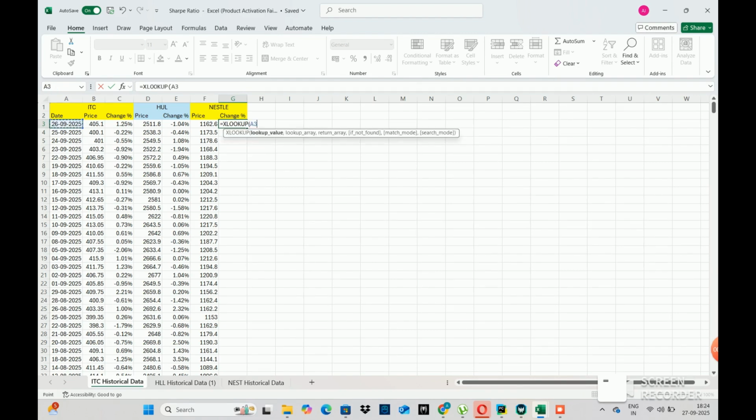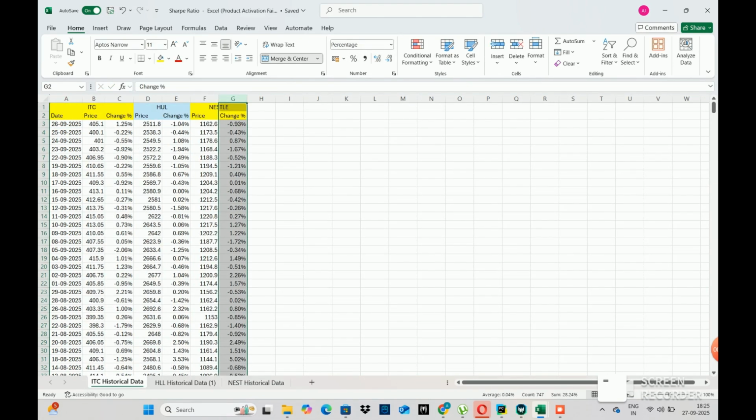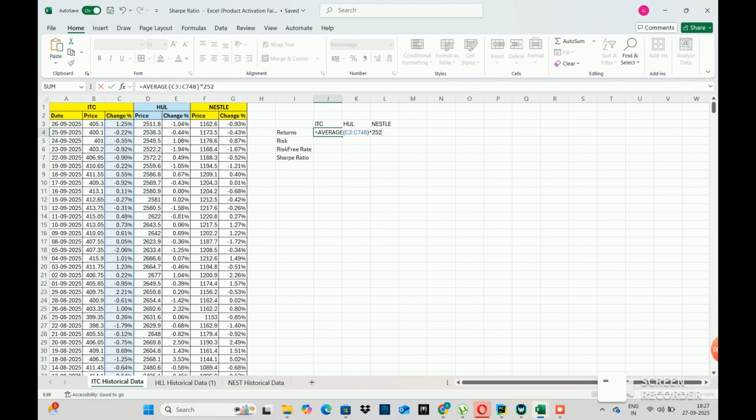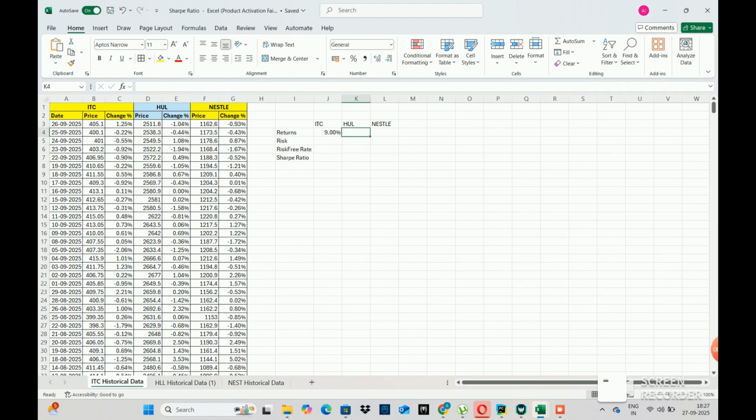In the same way, we also need the percent returns of the stock, so we do the same XLOOKUP for returns. Repeating the process for Nestlé as well. Now that we have the data, we need to calculate return and risk for calculation of Sharpe Ratio. To calculate returns, simply take the average of these returns and multiply with 252.